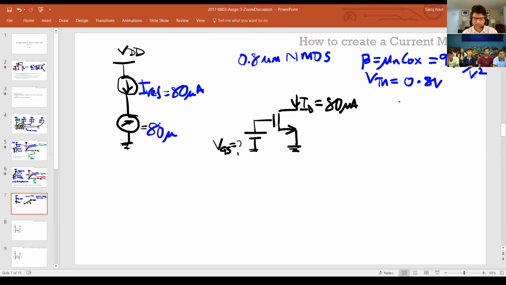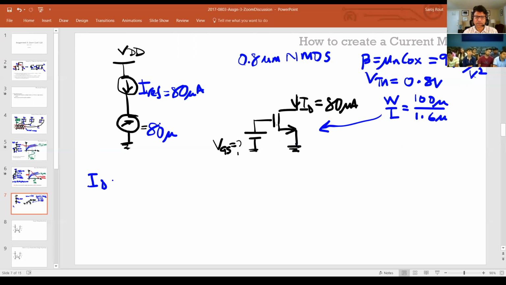And let's say I give you a W over L of 100 micron by 1.6 micron. So if I give you this technology and this W over L size, I ask you what VGS you need for producing that microamp current. And let's assume that there is no output impedance. The lambda is essentially 0.